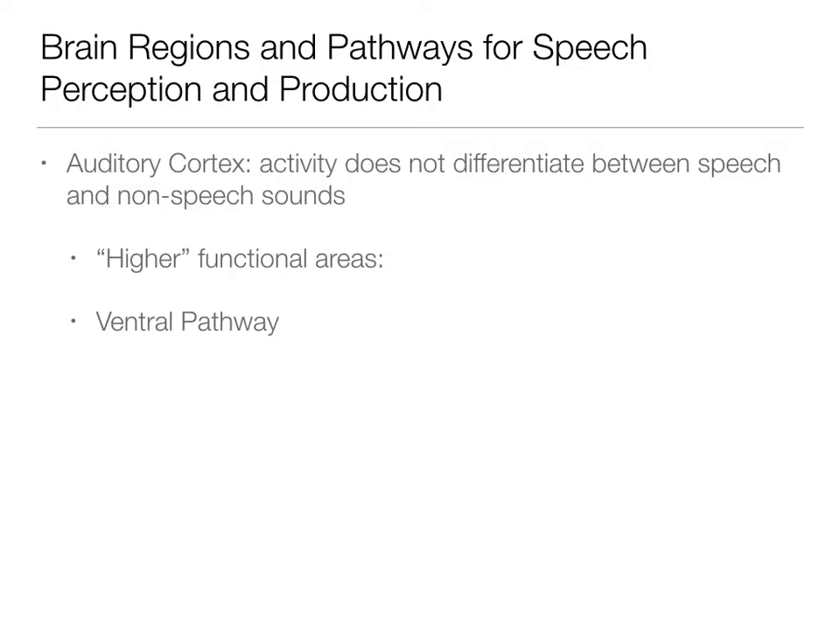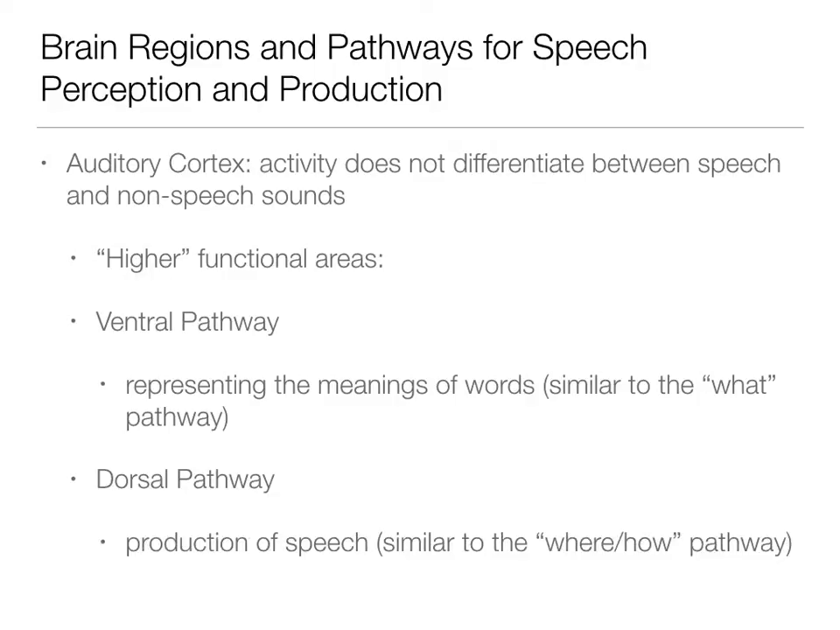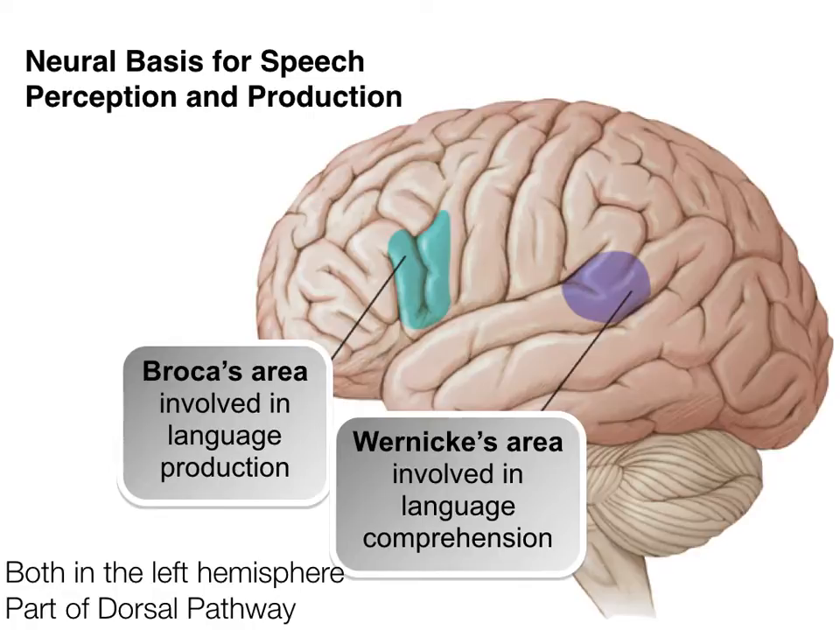And again, that ventral pathway is going to represent the meaning of words. So that stuff that's going between the left and the right hemisphere is going to be representing the meaning of words. And this is really similar to the what pathway that we've talked about before. Whereas the dorsal pathway, again, that's going to be more towards the top, is going to be related to the production of speech. This is going to be where the where and how are. In that dorsal area are Wernicke's area and Broca's area. And again, these are both in the left hemisphere. They're part of this dorsal pathway.